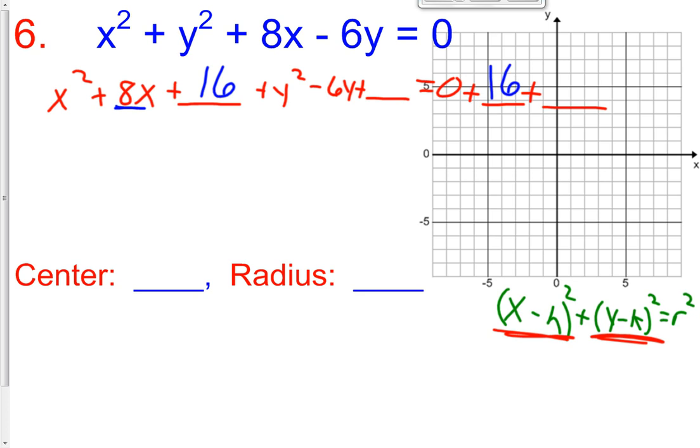Same thing here for my y values. You take b divided by 2 squared: a negative 6 divided by 2 is a negative 3. Negative 3 squared is a positive 9. So if I add 9 on the right, I got to add 9 on the left.